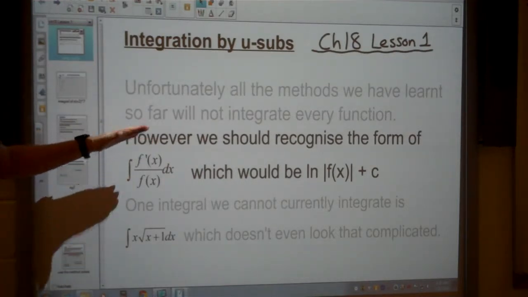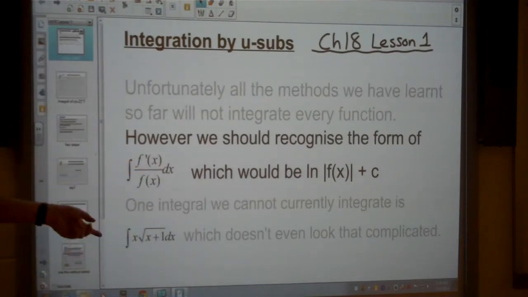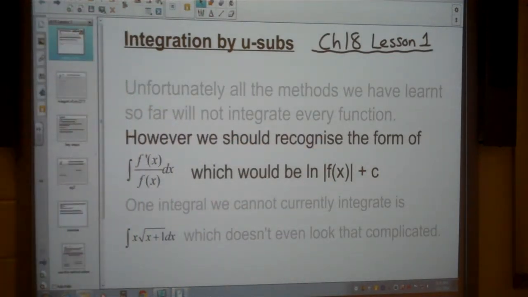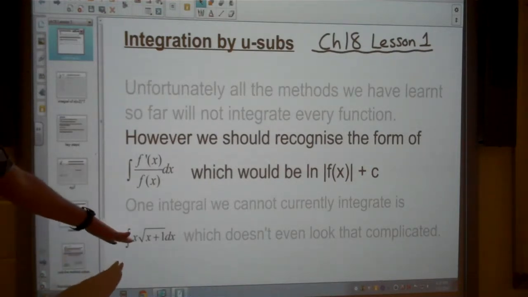So if you have something that's clearly the derivative of the bottom, then we should recognise this as the ln of the absolute value of f of x plus c. We use the absolute value, or the modulus to use the AICE term, to make sure that the ln function isn't negative. And we're going to look at questions like this.